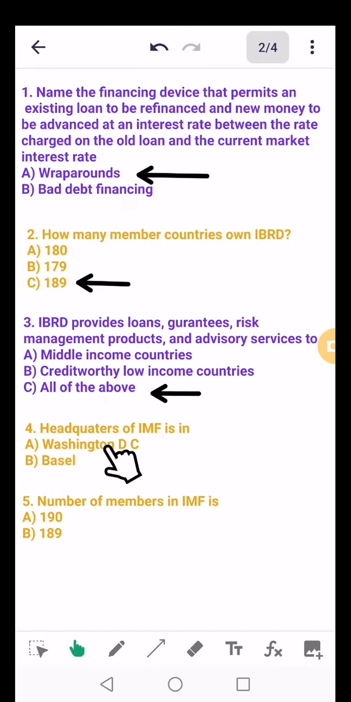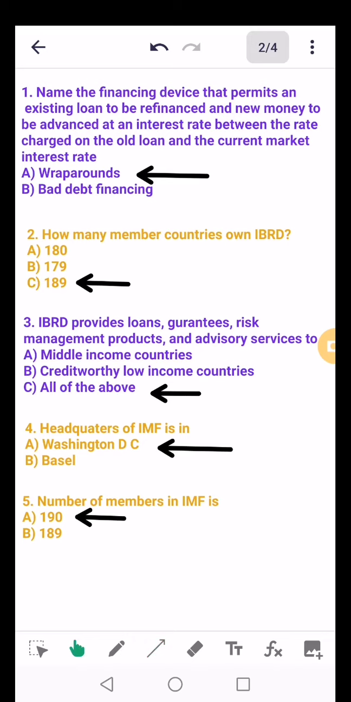The next question is regarding IMF. What is the headquarters of IMF? The headquarters of IMF is in Washington DC, and the headquarters of IBRD is also in Washington DC. How many member countries are there in IMF? The number of member countries in IMF is 190. So totally there are 190 members in IMF.